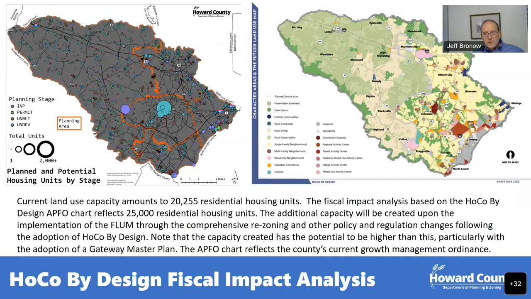So it depends on what happens with the comprehensive zoning, in particular the Gateway Master Plan, which is also going to be coming forth once HOCO by Design is approved. The reason we stuck to the 25,000 is because it's sort of the market pace, and it also aligns with Howard County's growth control mechanism, APFO, that we've had in place for the last few decades. So there is more capacity than that, but we projected the 25,000 units based on HOCO by Design and based on the fact that it takes time to get these policies and goals implemented.